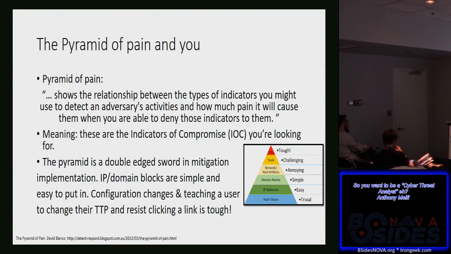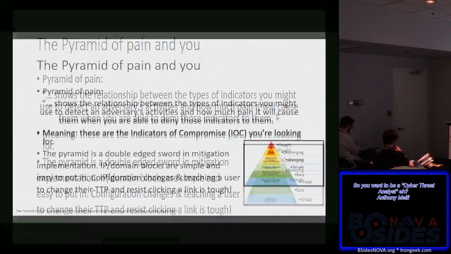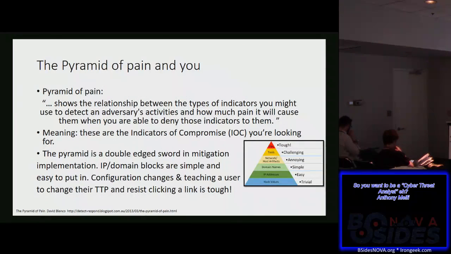So yes, it's tough on the adversary when you get them to change those TTPs. But tell me a good way to stop someone from clicking on a link sent to them in a phishing email. That's a really hard thing to do. So it's a double-edged sword, and you need to understand that as you're presenting all of your other mitigations, okay?